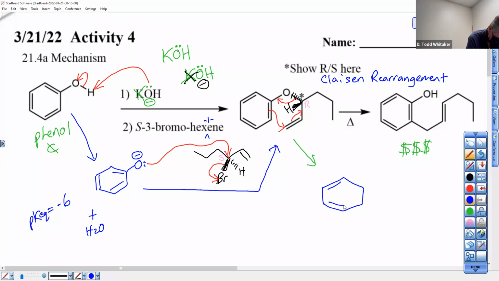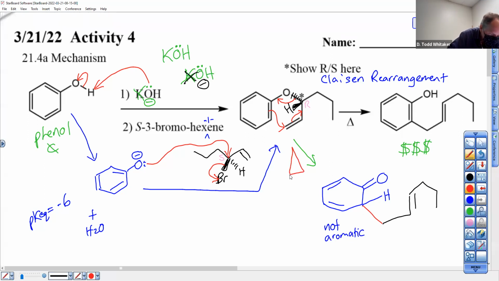Double bond there, carbonyl here. New bond here, exciting stuff. Goes to CH2, goes to C, goes to C double C, CH2, CH2, CH3. And I've got to remind you, this thing's not aromatic anymore. That's why this step is the one that requires all of the, what's that I just put over that arrow? Heat. Yeah. You're taking something that was stabilized by aromaticity and you're destroying that.